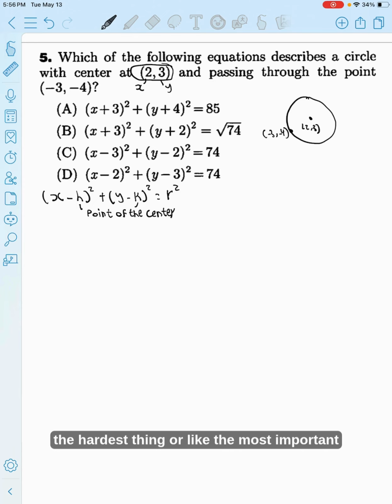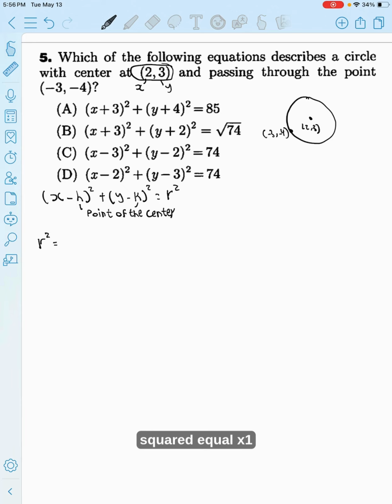Okay, so the hardest thing, or the most important part in this problem, is to get the radius. And we have a video on the channel showing how to get the distance, the line segment, between 2 points, and pretty much it's going to be the same thing. So r^2 = (x2 - x1)^2 + (y2 - y1)^2.